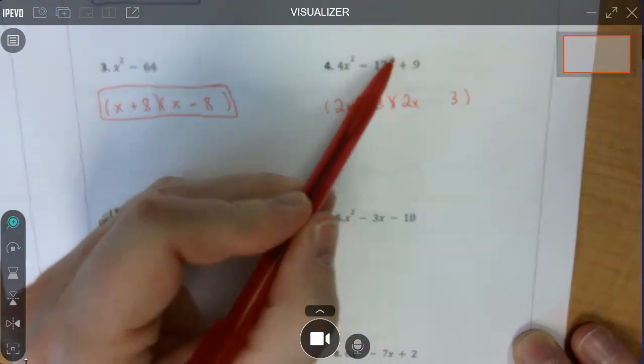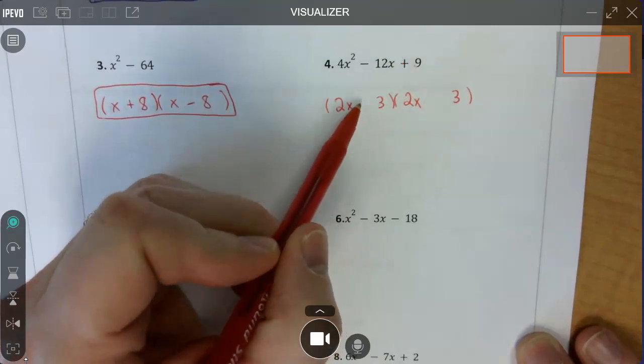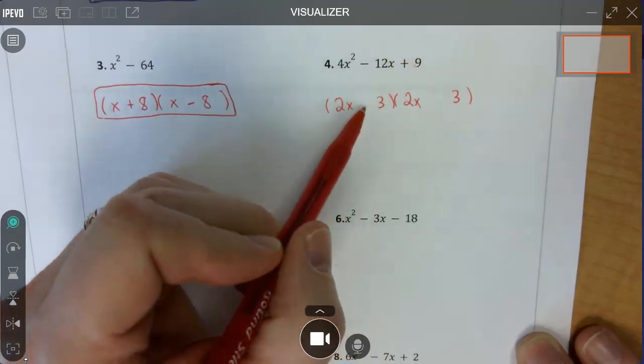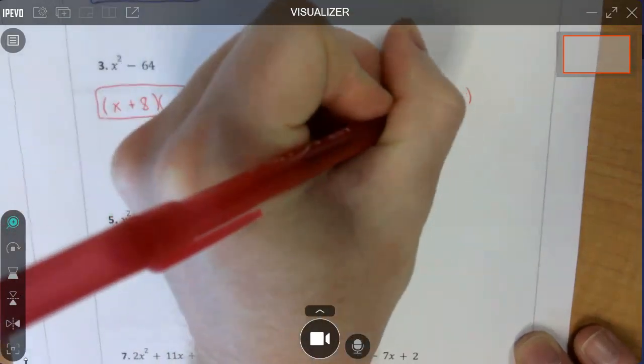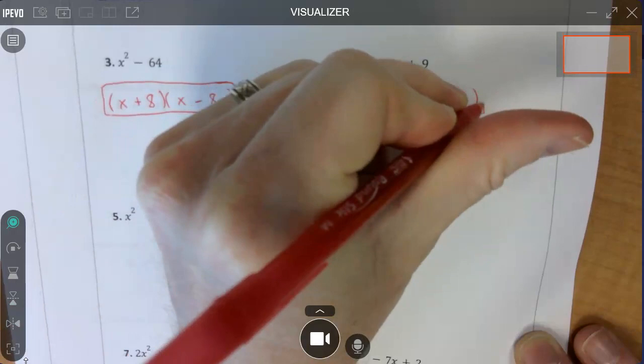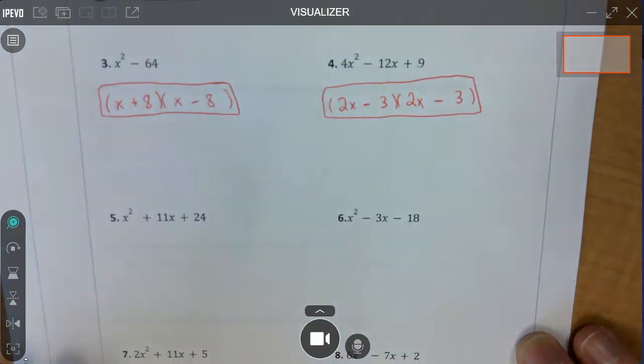Now, if this is a positive sign right here, that means both of these signs have to be the same. Well, if I have a negative in the middle, that means they both have to be subtraction. And that's your answer. That would be a perfect square trinomial.